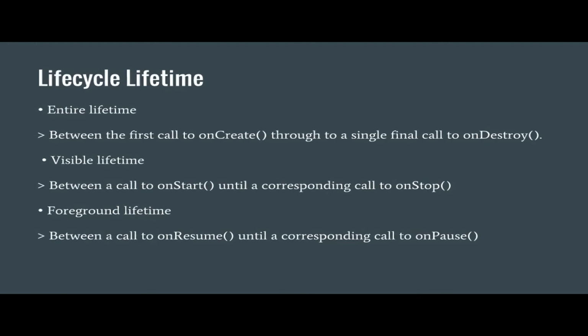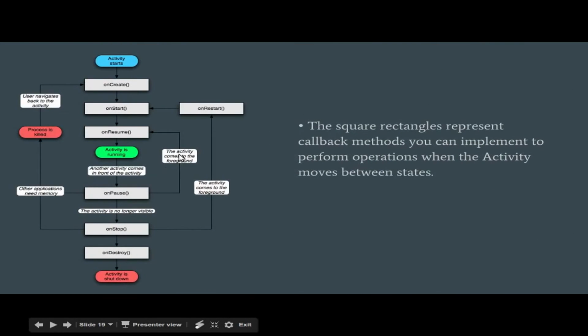Moving on, this is the diagram of the activity lifecycle, where square rectangles represent callback methods you can implement to perform operations when the activity moves between states. Whenever an activity is launched, the onCreate method is called, where we do our initial setups like instantiating views and all. Then it is followed by onStart and onResume methods. Once onResume is called, the activity enters the running state.